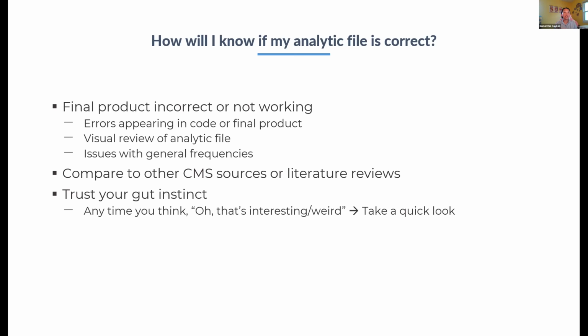Or maybe you do some general frequencies just to see how your code is doing, and you notice that there are issues with your frequencies. For example, let's say you're working with the MBSF and you run an age frequency and everyone is 12. That wouldn't make a lot of sense unless that was your cohort, I guess, if you wanted everyone that was exactly 12.